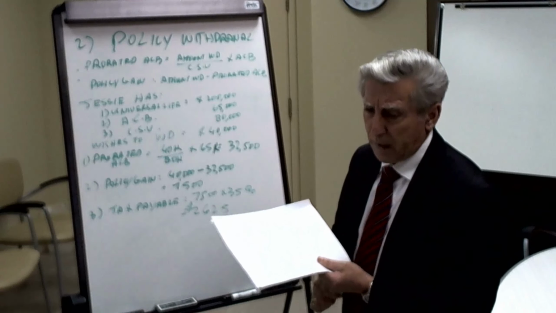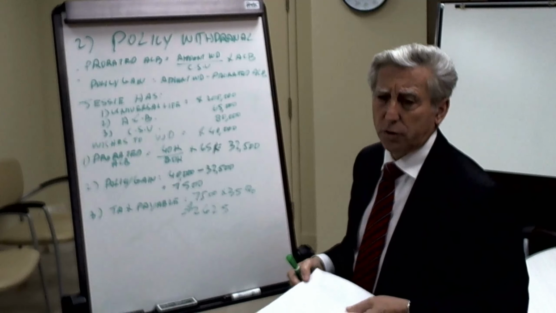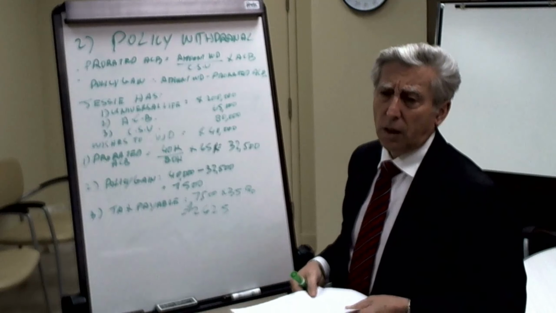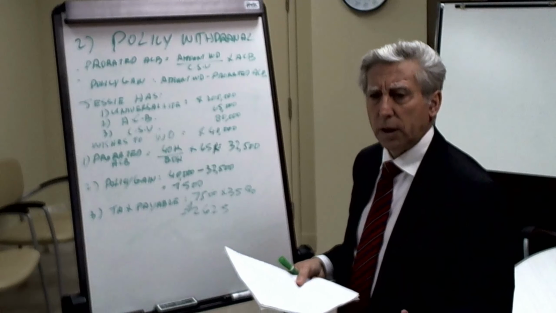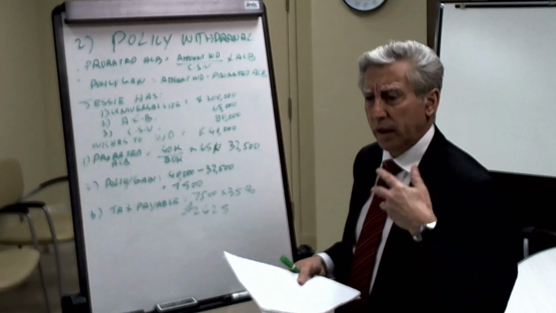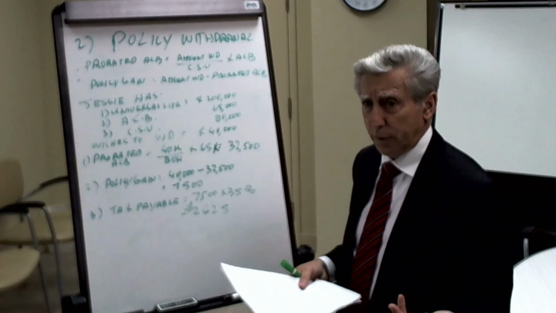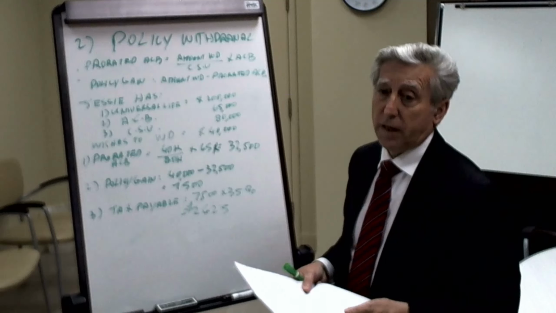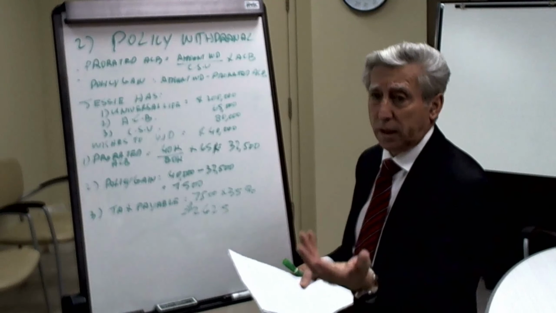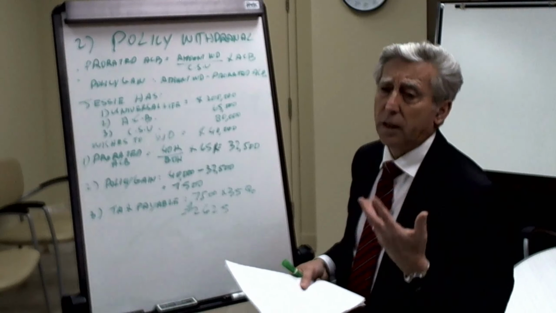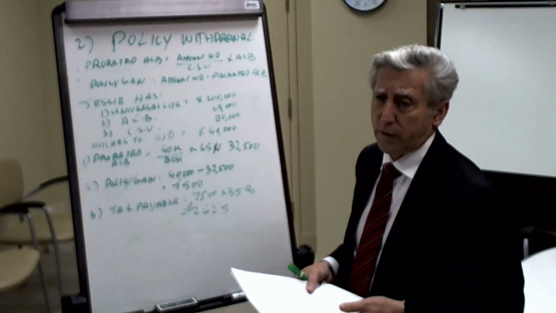Those are the two mechanisms we use for a partial surrender. It could happen when you reduce your coverage, but it could also happen if you leave the coverage where it is and make an actual withdrawal of money. That also creates a partial surrender.